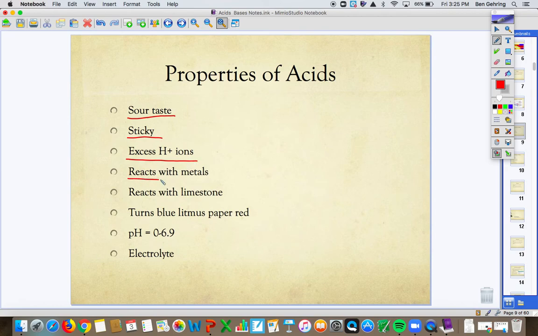It reacts with metal. So if you're curious, you can put whatever liquid it is on a metal. If it reacts, there's a chance it's acidic. It also reacts with limestone. Limestone is one of the natural buffers in nature, and acids will react with that. Litmus paper is a rough way to tell what the pH of something is. If you have blue litmus paper, acids will turn it red. Obviously, if it's red litmus paper, acids aren't going to change the color because it's already red. They have a pH between 0 and 6.9, and acids are electrolytes. And think back, electrolytes are substances that conduct electricity.